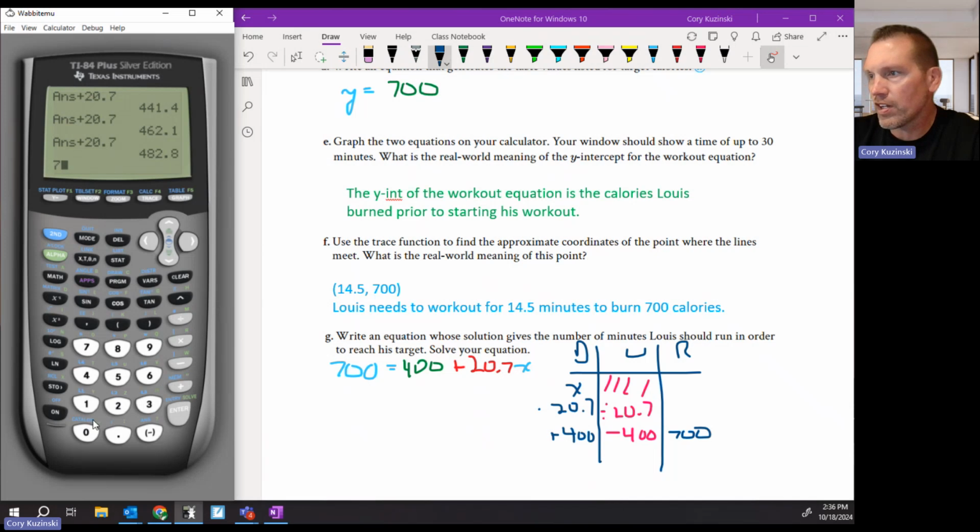So we're starting with 700. We're going to subtract 400. That's obviously going to give us 300. And then that 300 divided by 20.7 gives us 14.5. There we go.